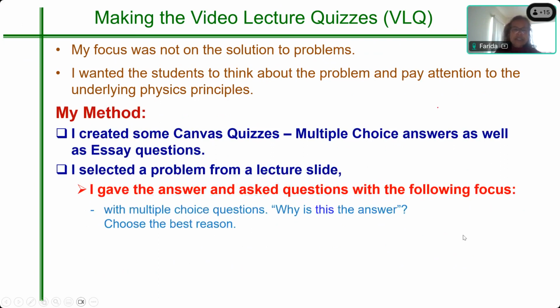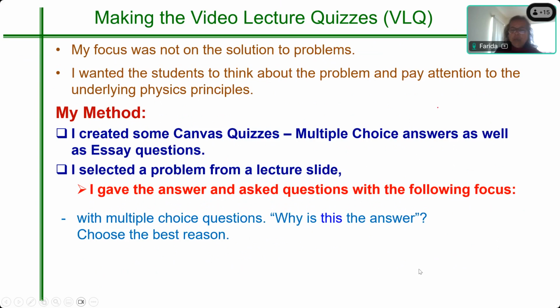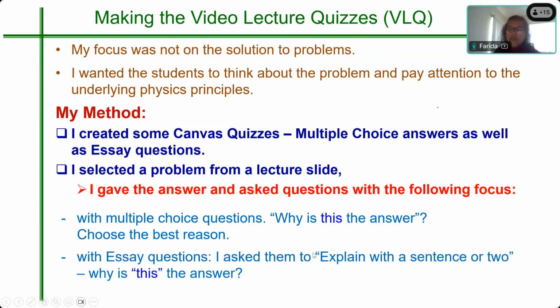The focus is that in a multiple choice question, why do you think this is the answer? And I would give them a bunch of choices, and sometimes it will just be choosing the reason that is the best reason, or sometimes it will be a multiple choice, but then I would make it an essay question within multiple choice. I would say, so now let's say that you just chose the answer is D, but why do you think D is the answer? Write a sentence or two. And then there are these essay questions where I would ask them to explain.